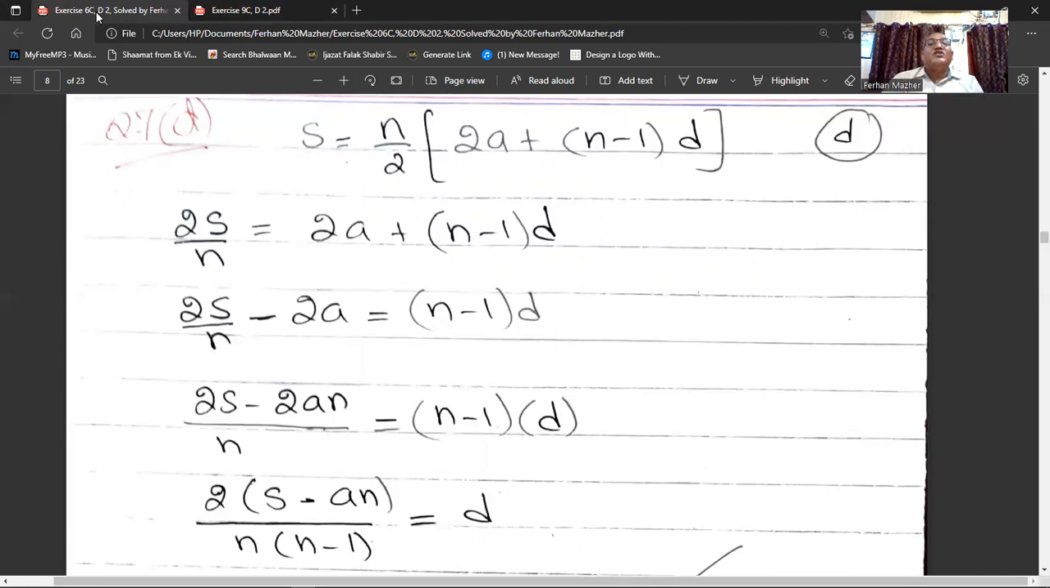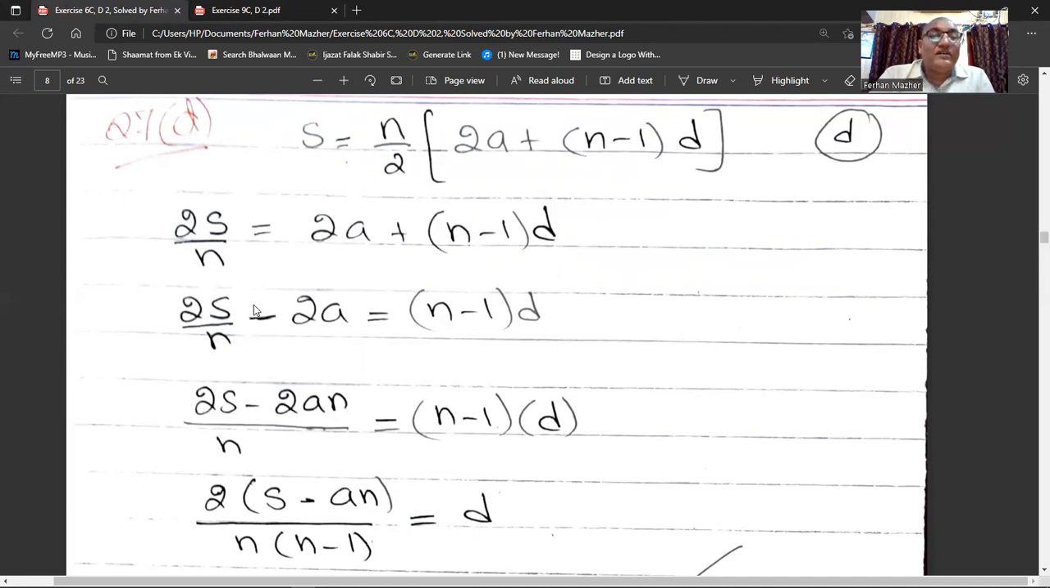So that 2 will go to the other side. It is dividing here, so it will multiply there. That n which is multiplying with this square bracket will go to the other side and divide there. So you will have 2s divided by n equals 2a plus n minus 1 in the bracket. This whole thing is bracket into d.